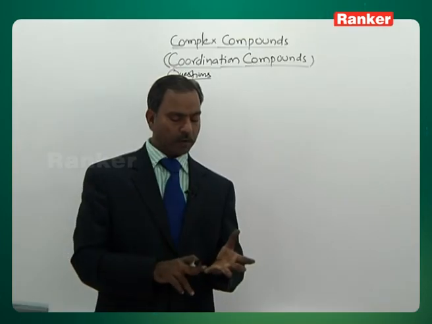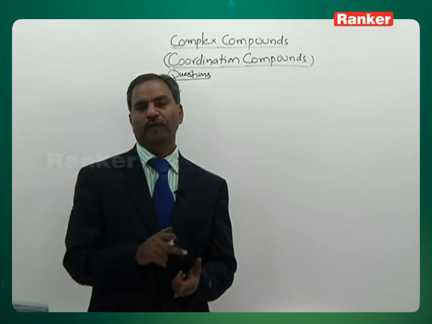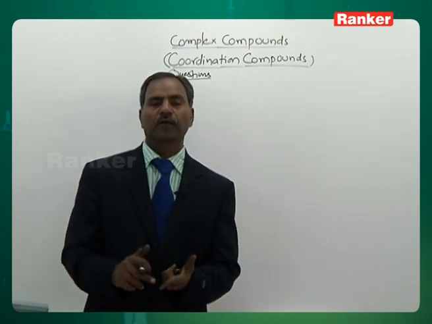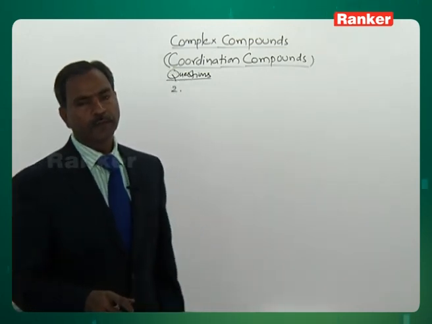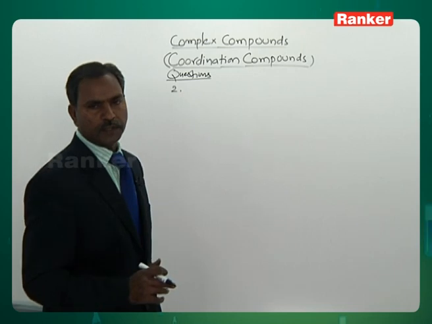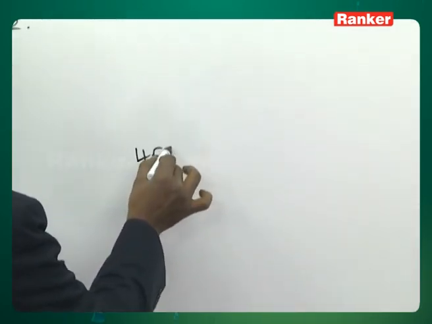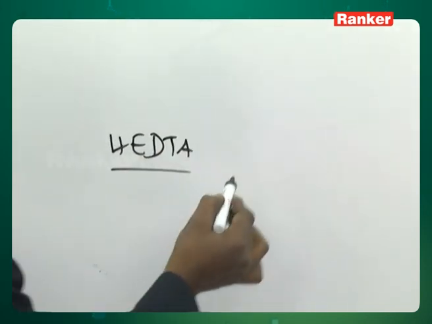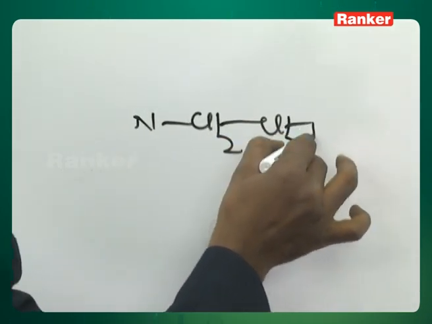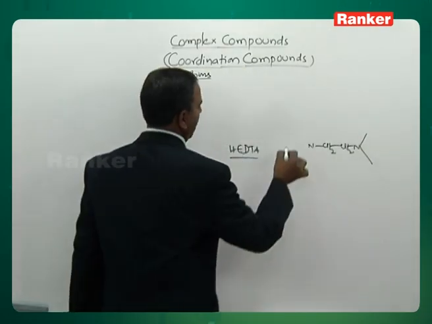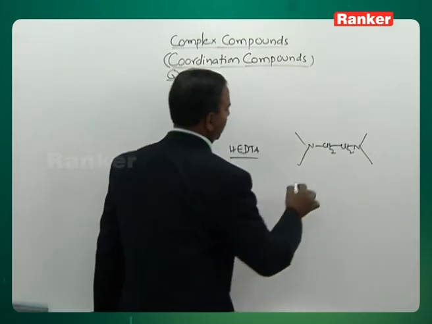Quinquedentate means pentadentate. Monodentate, bidentate, tridentate, quadri means 4, quinque means 5. Quinquedentate means what? Pentadentate. So option D here, HEDTA. This is the structure of this particular HEDTA. Out of 4 acetates, 3 acetates are there, 1 hydrogen is there.